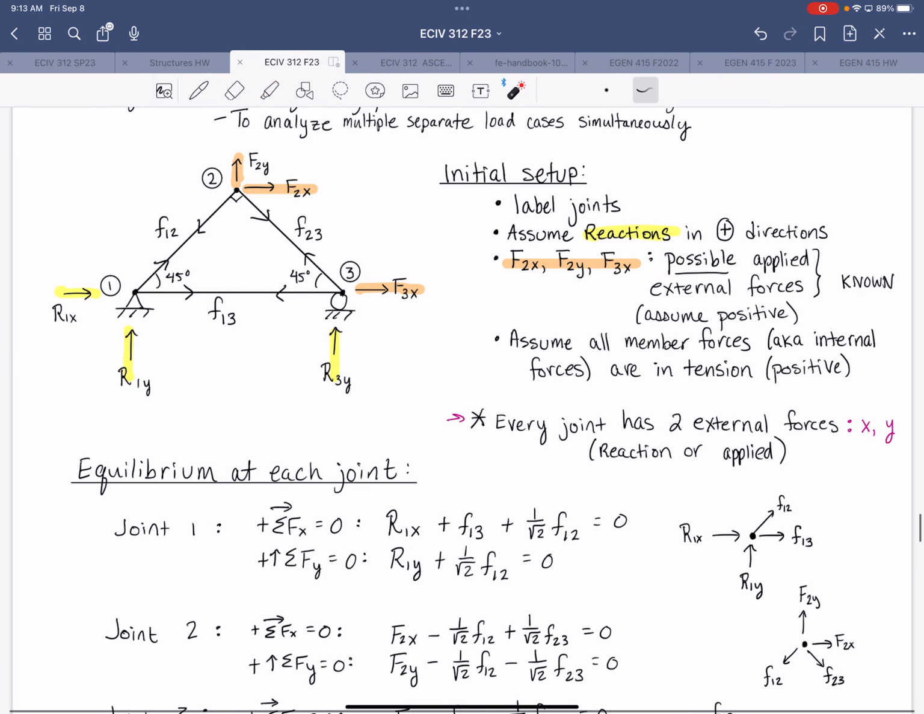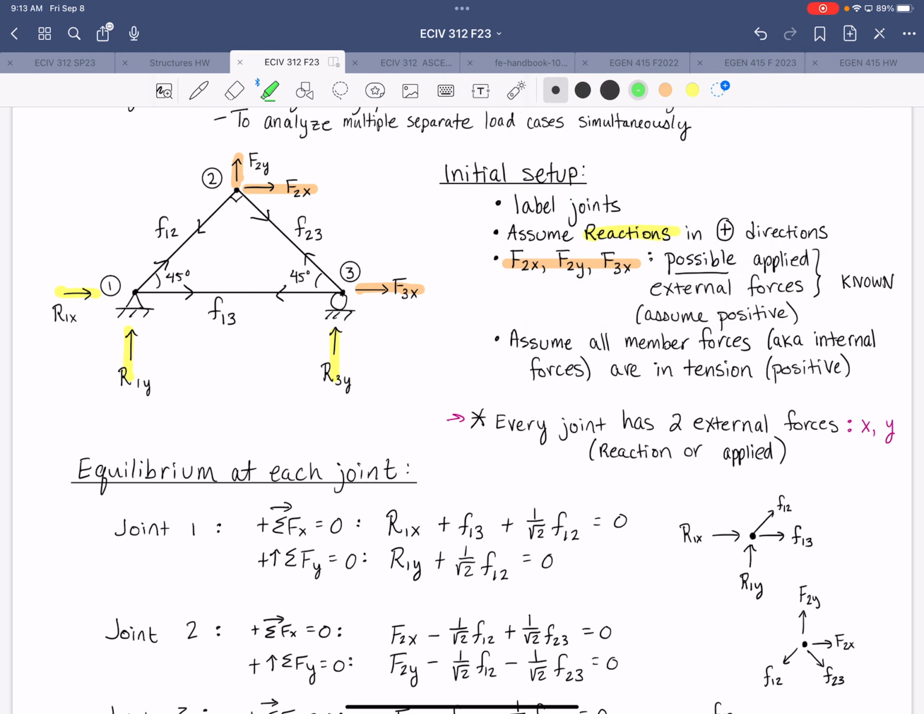So in this setup, the reactions are all going to be considered unknown values for our analysis. The possible applied external forces will all be treated as known values, because we're going into this assuming that once we define load cases, we're going to know the values for these. And then we also need to identify the internal member forces.